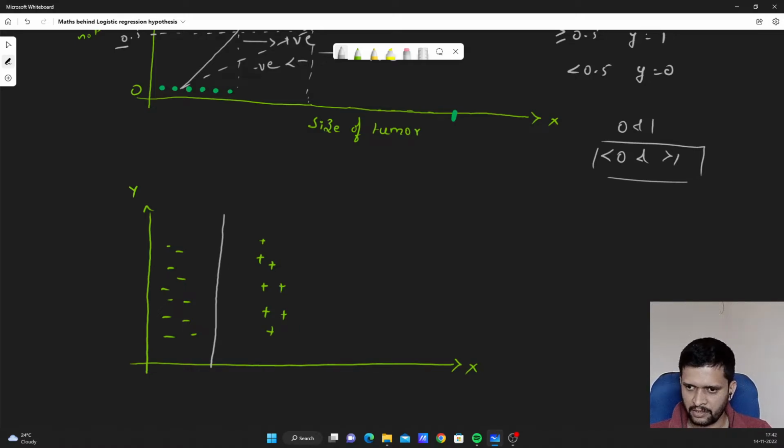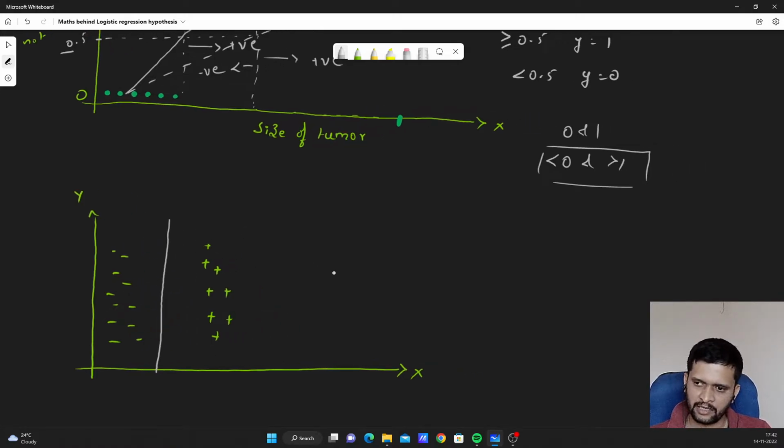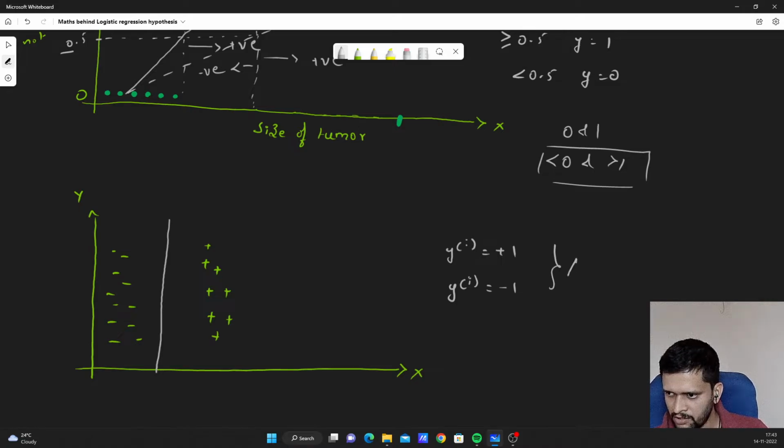Now just understand this, there is an assumption: for positive samples, which belong to the positive class, we treat them to be +1. With the data set which belongs to the negative class, we treat them as -1, not 0, -1. This is an assumption. Just keep this in mind. This is just an assumption.